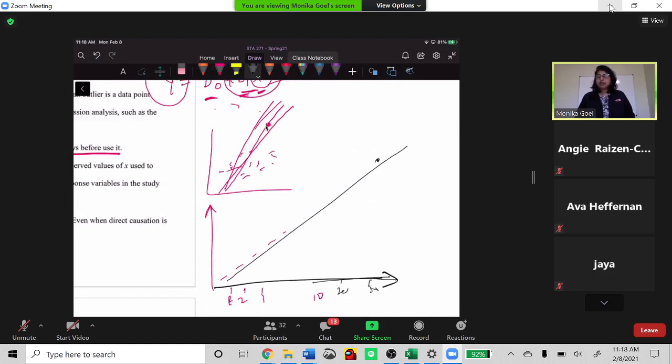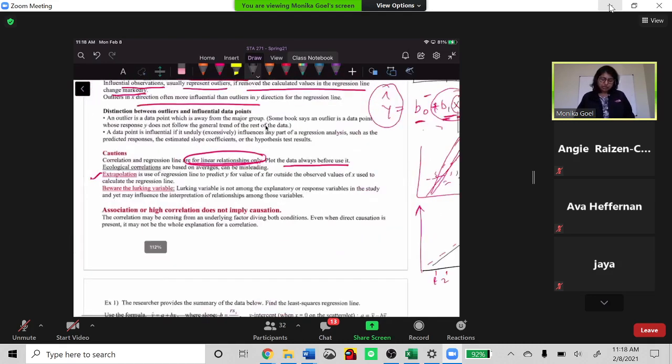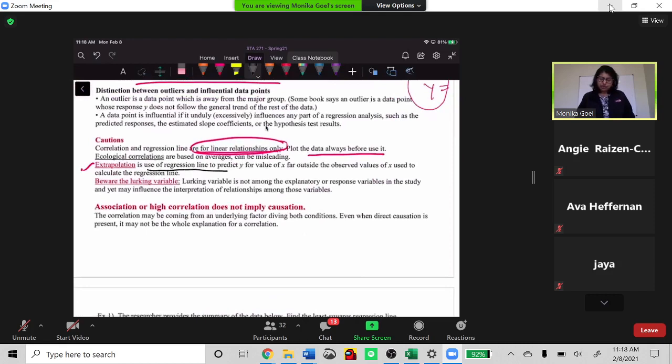Again, when we are talking about prediction, we need to be careful what we are predicting. If something is outside your overall range, it will give you false values, or a false value of R. That is called extrapolation. So extrapolation is the use of a regression line to predict Y for values of X far outside the observed values of X used to calculate the regression line. And we know that at a certain age we stop growing, our height stops. So we cannot predict our height at the age of 50 or 60.